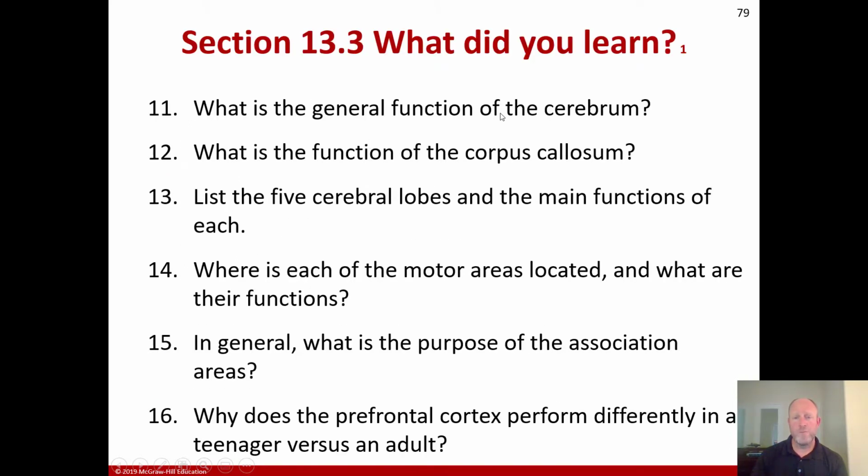So what did you learn? What's the general function of the cerebrum? What's the function of the corpus callosum? List the 5 cerebral lobes and the main functions of each. Where is each of the motor areas located and what are their functions? In general, what is the purpose of association areas? Why does the prefrontal cortex perform differently in a teenager versus an adult?